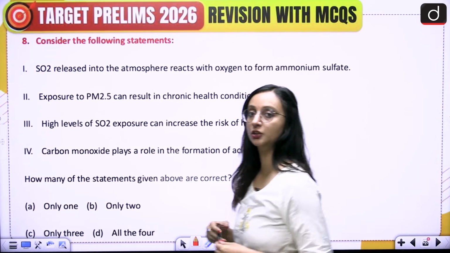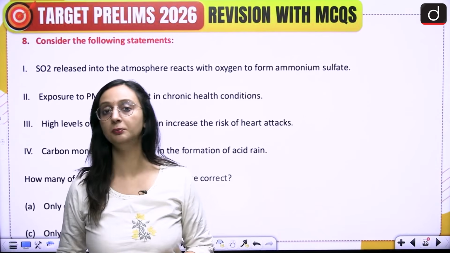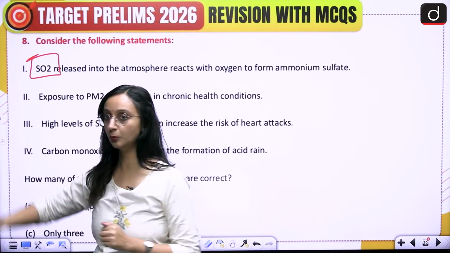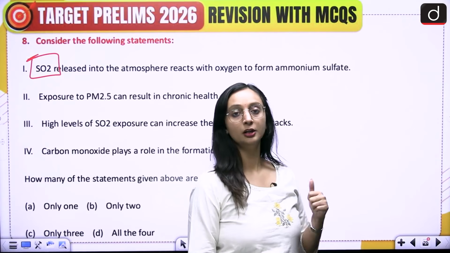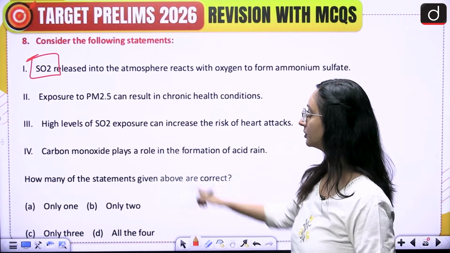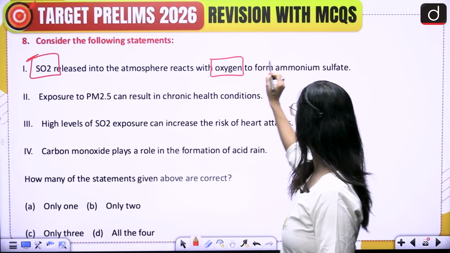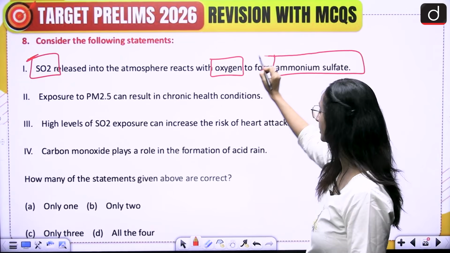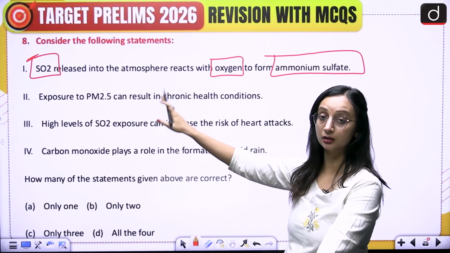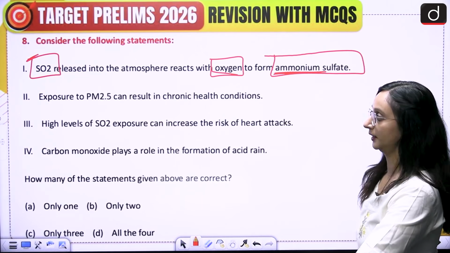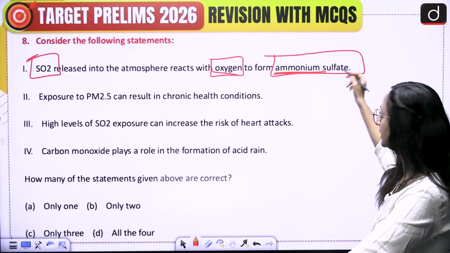Okay, so this question talks about the different air pollutants. Firstly, SO2. We saw SO2 is also monitored by AQI. So SO2, or sulfur dioxide, is released into the atmosphere and that reacts with oxygen to form ammonium sulfate. So the statement is saying that sulfur dioxide has to react with oxygen to form ammonium sulfate. So this statement is not correct.